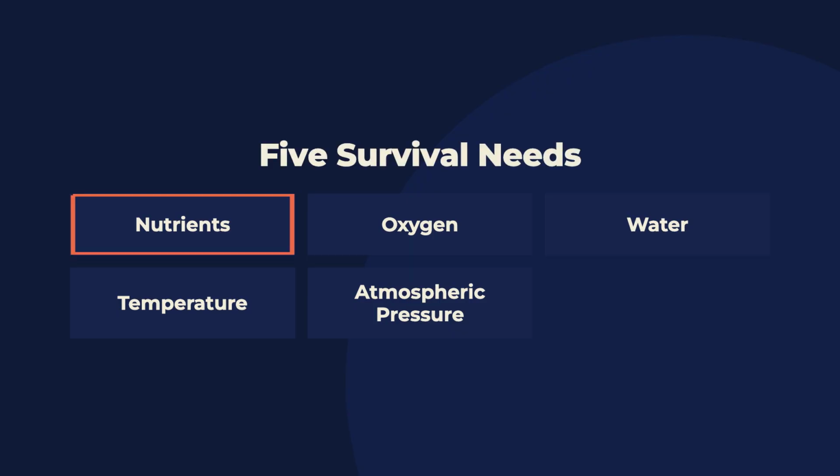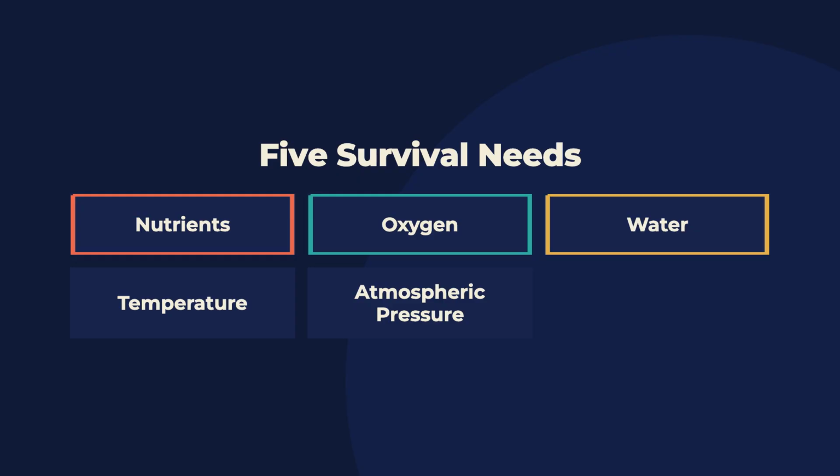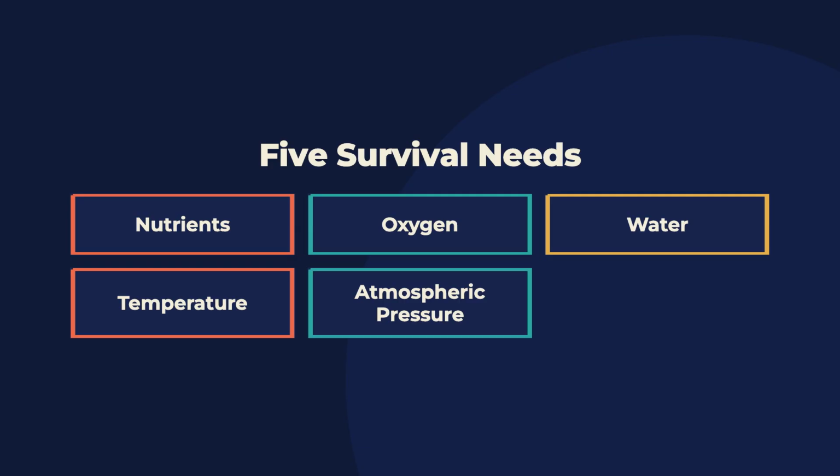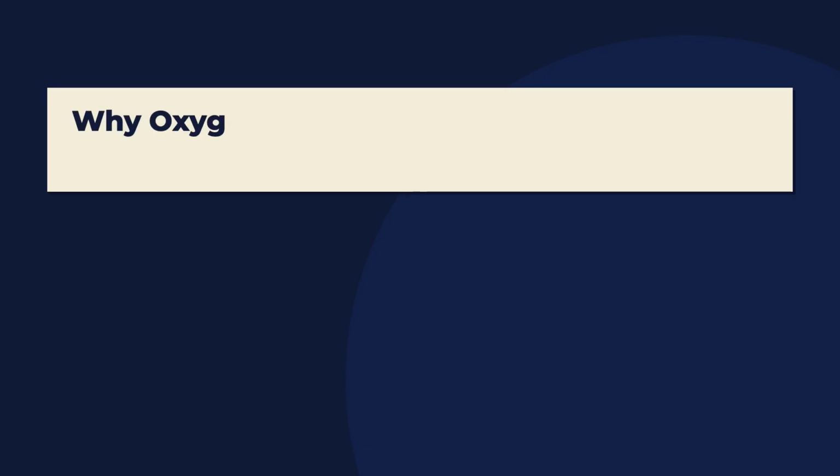The necessary life functions depend on 5 survival needs. Nutrients supply energy and building material. Oxygen releases energy from those nutrients. Water is the fluid medium for chemical reactions. Normal temperature keeps reactions running at a workable rate. And appropriate atmospheric pressure allows gas exchange in the lungs.